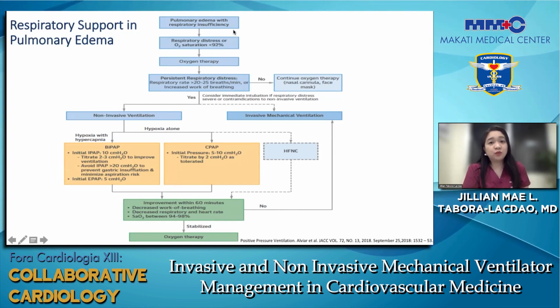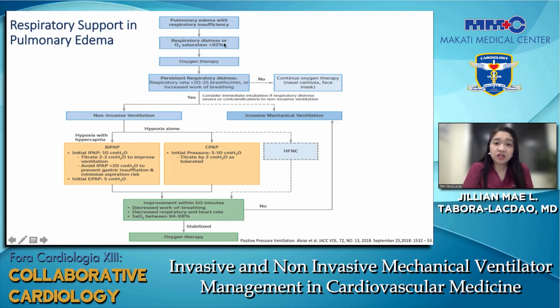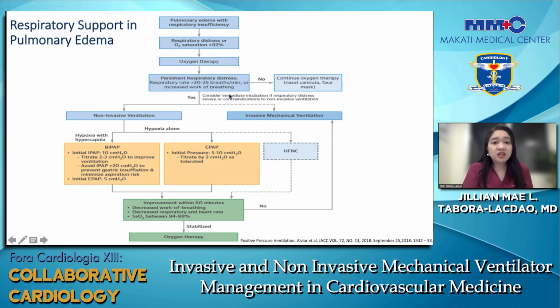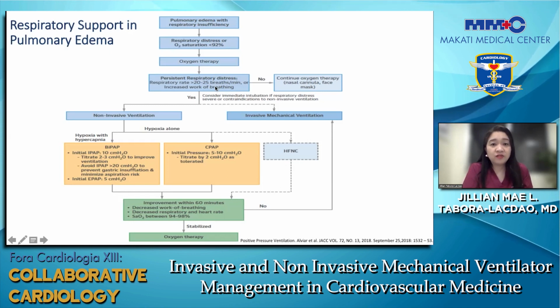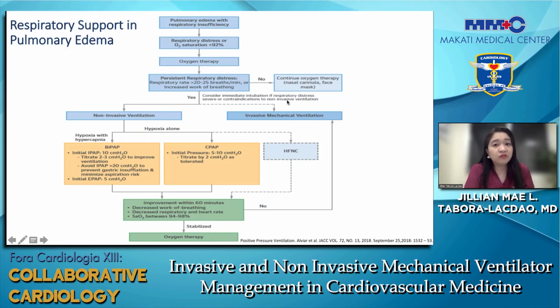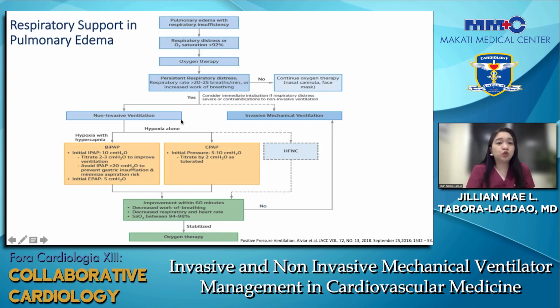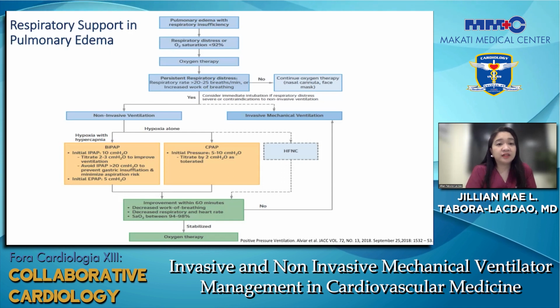So if patients present with pulmonary edema with respiratory insufficiency, you check the patient. Is he in respiratory distress? Does the patient have oxygen desaturation? Try giving oxygen to the patient. If the patient is persistently in distress with the respiratory rate of more than 25 or increased work of breathing, you consider immediate intubation if respiratory distress is severe or there are contraindications to non-invasive ventilation. Okay, so they have two choices. The ones we discussed earlier, the NIV or invasive mechanical ventilator.